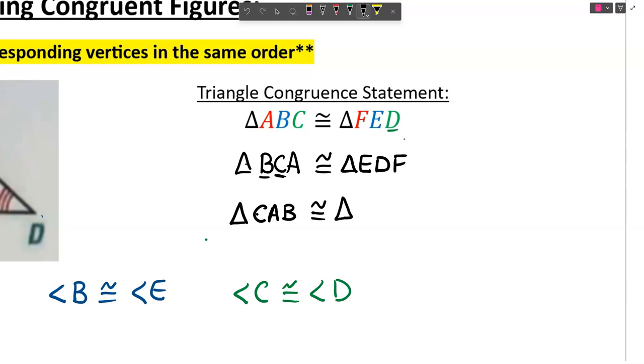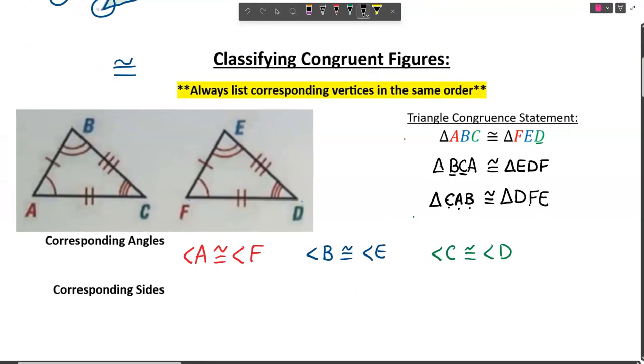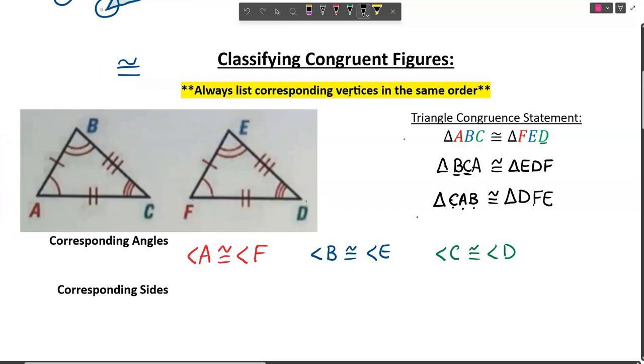Pause if you want. Since C and D are corresponding, C and D will be first. Since A and F are corresponding, F would come second. Since B and E are corresponding, E would go last. Now, there's all the other varieties of combinations of this that you can do, but the most important thing to remember from this is corresponding vertices must be in the same order.